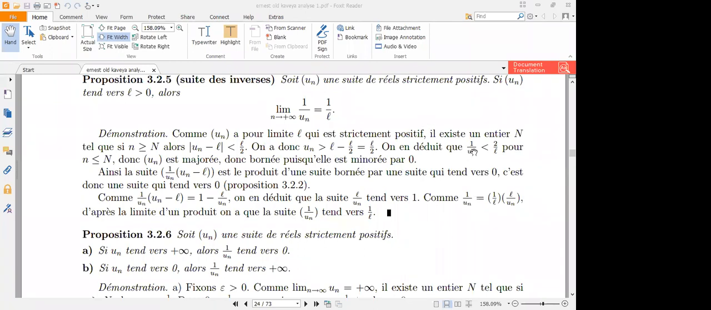So here it says that 1 over the suite, so the inverse of a suite, should be less than 2 over the L, and this L here represents the limit of the suite Un. Remember what I had said last time?